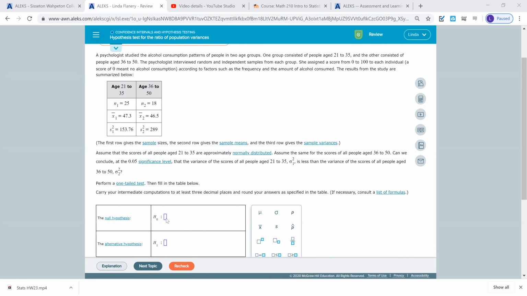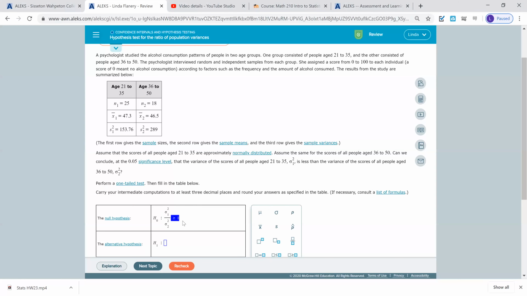So for my null hypothesis, I'm going to have the variance of the first over the variance of the second, and that is going to be greater than or equal to 1, since we are doing that left-tailed test.